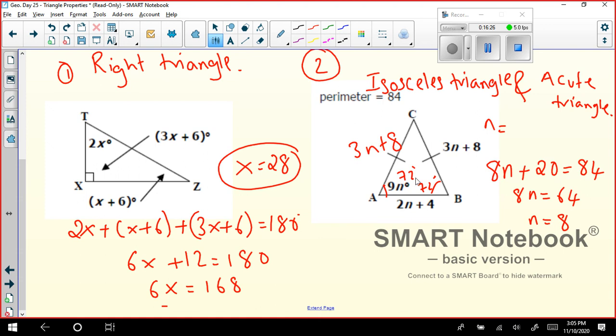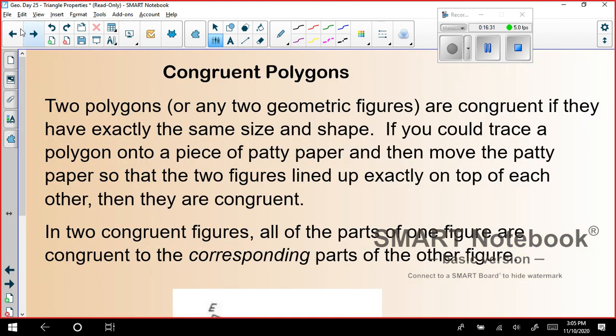Okay, let's see the next slide. That was our first section of the next unit. We will see the next section, that is congruent polygons. We saw properties of triangles, now we are seeing congruent polygons. We say two polygons are congruent if they have exactly the same size and shape. What does that mean? It means that if you could trace a polygon onto a piece of patty paper, then move the patty paper so that the two figures lined up exactly on top of each other, then they are congruent.